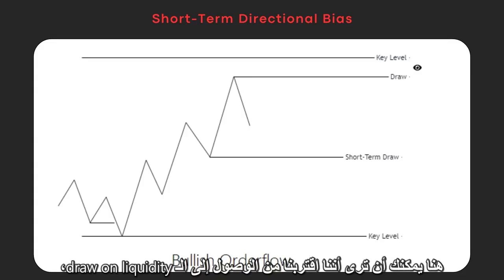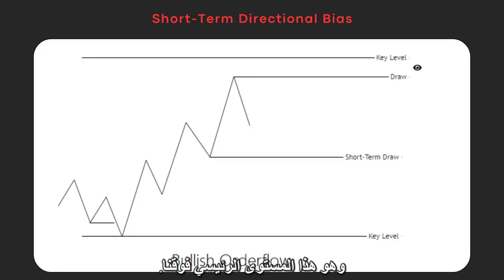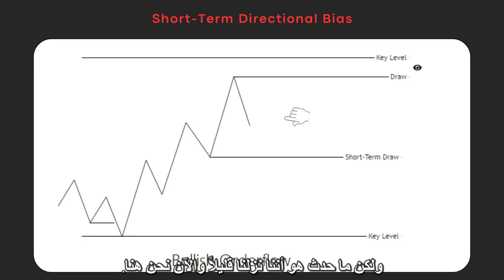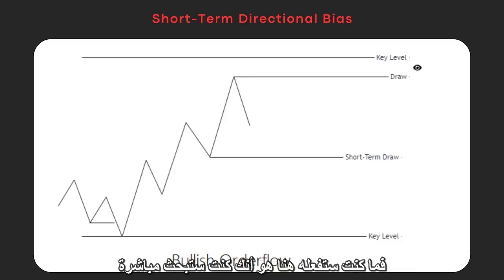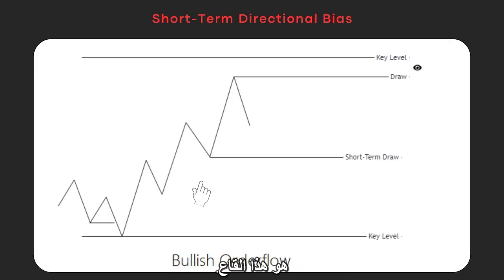So in this case right here, you can see that we almost reached the drawn liquidity which is higher, which is this key level above us, right? But what happened is that we came down lower a bit and now we're here. Now if you didn't know about short-term drawn liquidity, then what you would have done here is that you would have straight away looked for longs from here. But since you are aware of it, you would know that our first and immediate drawn liquidity, which is known as the short-term drawn liquidity, is this low right here.